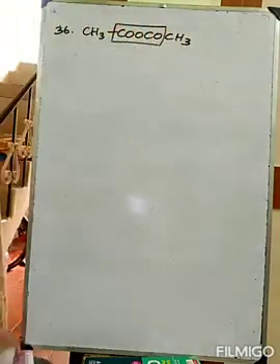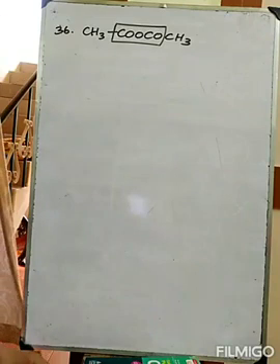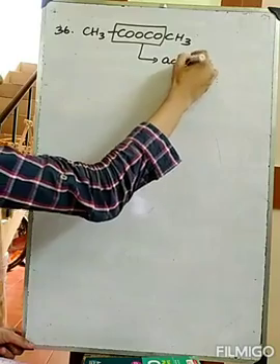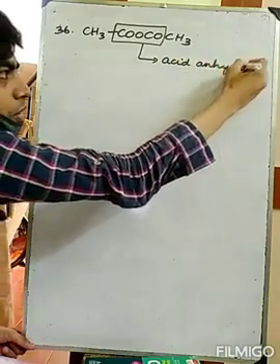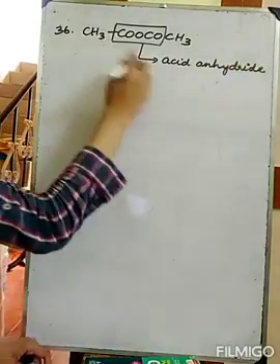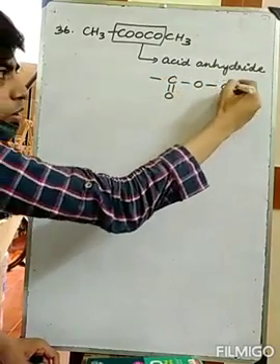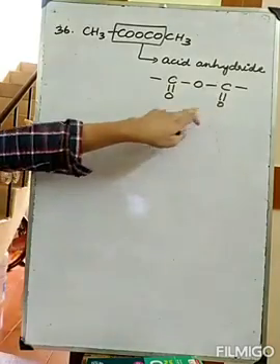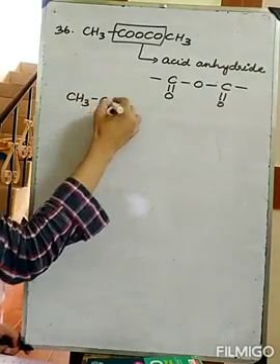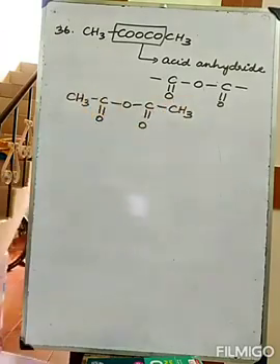COO CO, this is the functional group. You should not call it by any other name. Okay? COO CO, it is the acid anhydride functional group. What is this functional group? Acid anhydride functional group. The structure is C double bond O, O, C double bond O. So how can we write this molecule? CH3, C double bond O, O, C double bond O, CH3. This is the shape of the molecule.